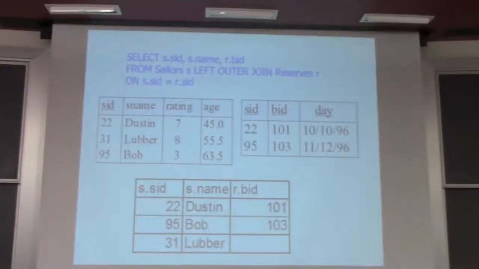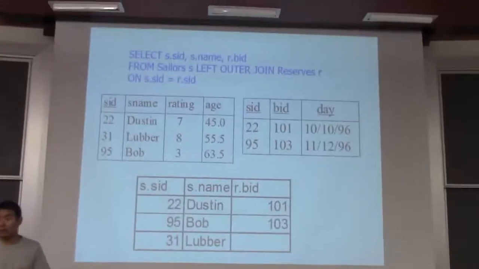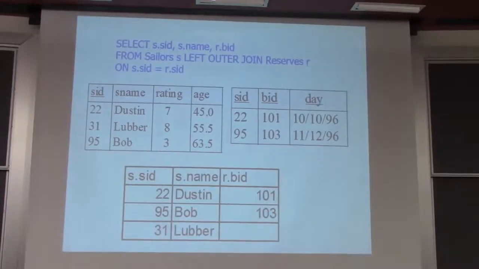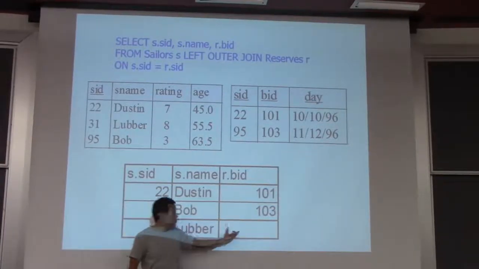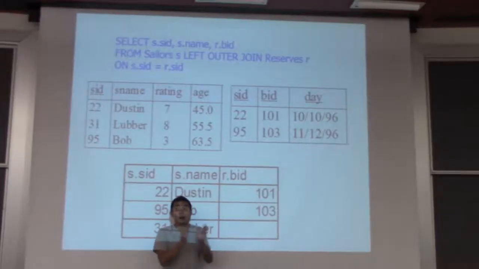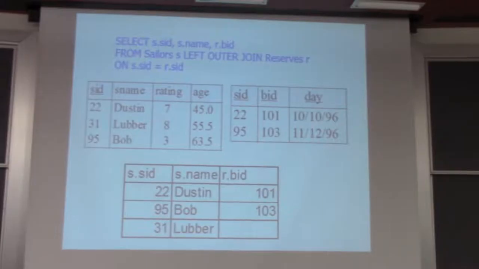Can you specify a default value instead of a null value? Typically no. For outer join, typically no. But some of the systems that I'm not aware of might allow you to do that. But by default, outer join leaves the attribute from the other side, which you do not have a matching condition on, as null. Okay, so that's the left outer join.